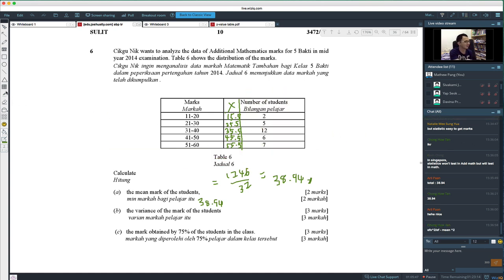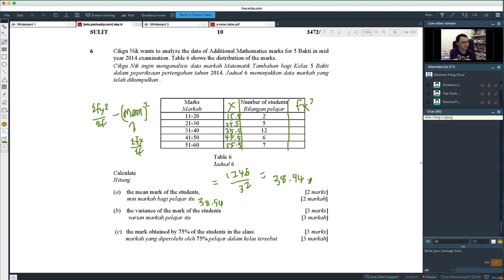Okay, because the variance formula is the sum of fx squared over the sum of f, minus the mean squared. Alright, we have the mean already, so I don't need to work out the mean. But I will need to have the sum of fx squared. That means I will need to do this one over here, which is fx squared. That means multiplying x 2 times, and multiplying the frequency 1 time.